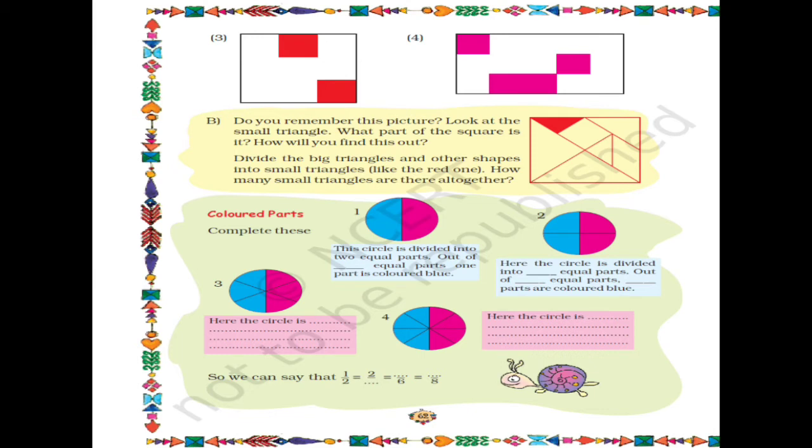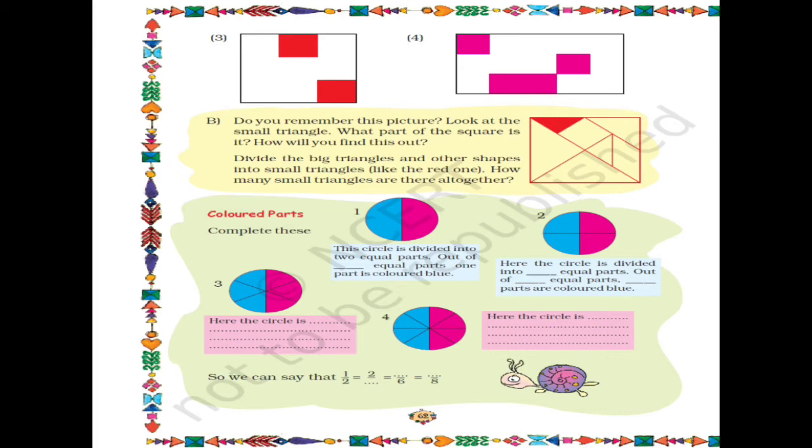Now let's read further. Colored parts. What is given? Complete this. Now we have to complete the given picture. We have to see which part is colored. Now let's read the first question. This circle is divided into 2 equal parts. Out of blank equal parts, one part is colored blue.